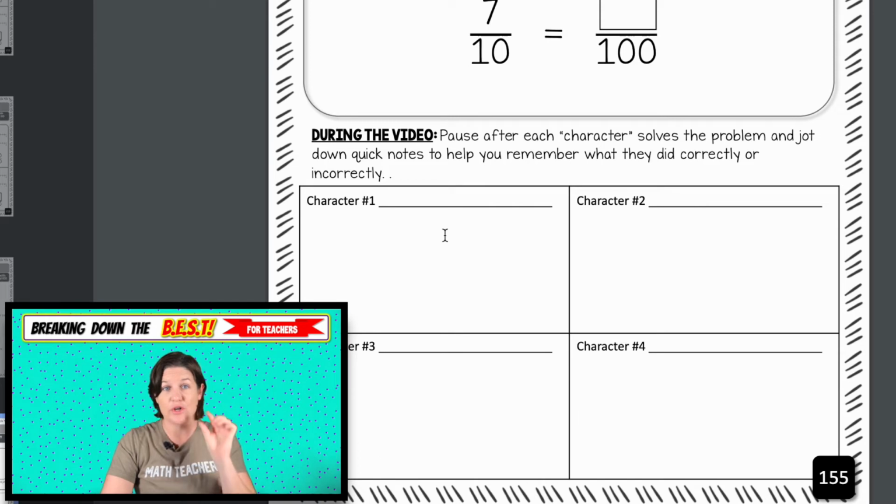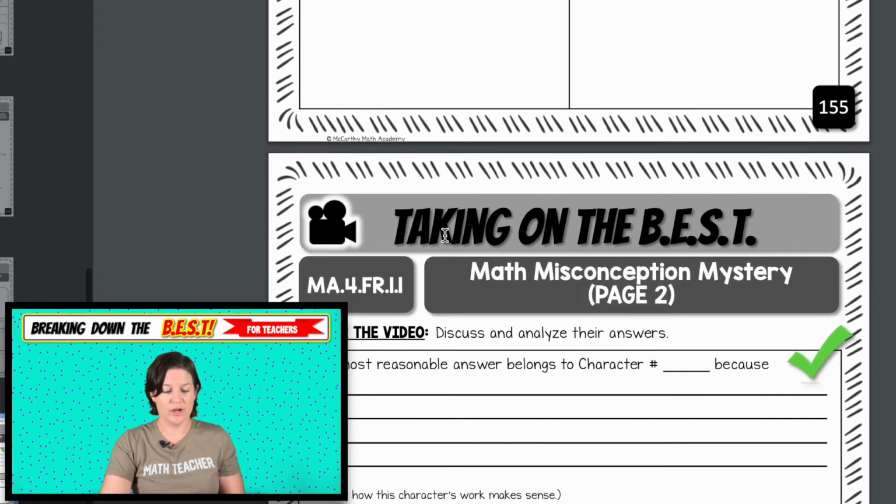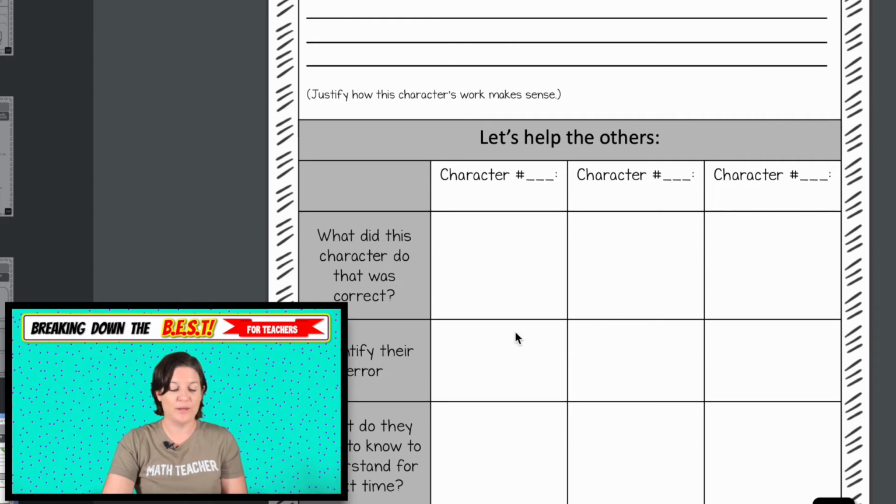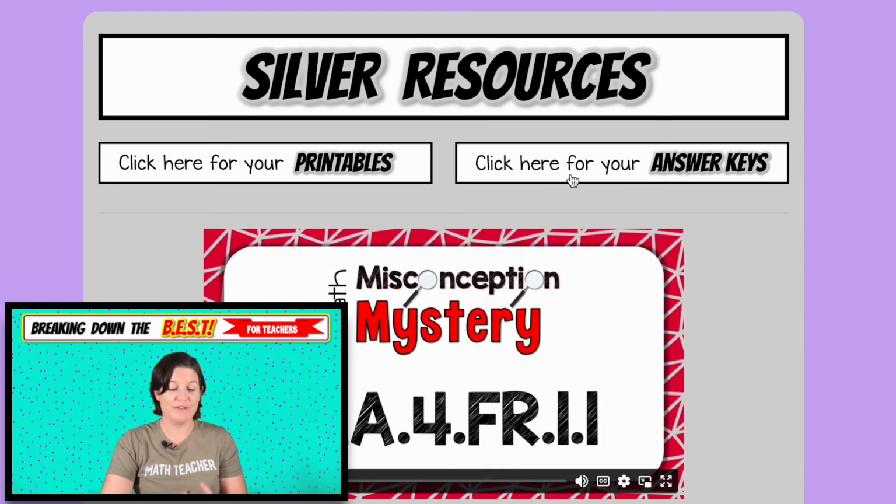And some of the errors are very, very minor, so students have to pay attention to be able to catch on to that. Then they'll fill out their detective report stating who the most reasonable answer belongs to and evaluating the work of the others. So again, these are super fun, and you have your answer keys right there, including my version of the detective report, so it can help you to guide students to their understanding too.